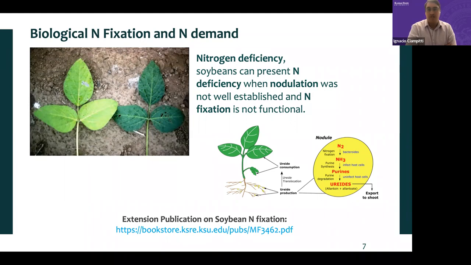And when nitrogen deficiency happens, it's mainly connected to a problem with the nodulation process. If the nodulation is not well established, nitrogen fixation is not functional, and then the plant will start showing these deficiency levels, not early in the process, because the amount of nitrogen needed for soybean early in the season is small. But as we move into mid to late summer, we will start seeing these plants showing up.